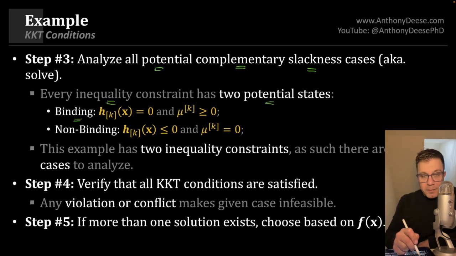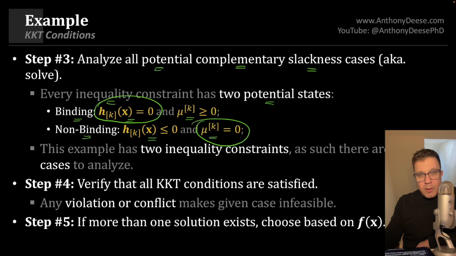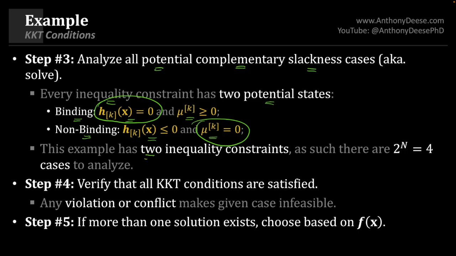The first being binding, where h is equal to 0 and mu is greater than or equal to 0, or non-binding, where h is less than or equal to 0 and mu is equal to 0. So for these two cases, one is known to be equal to 0, or the other is known to be equal to 0. Now, because this example has two inequality constraints, we have 4 cases to analyze, or 2 to the n, where n is 2.